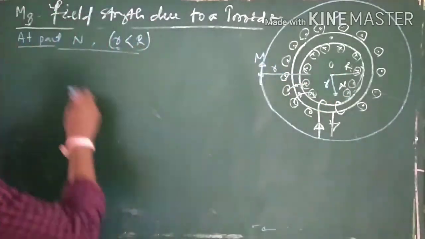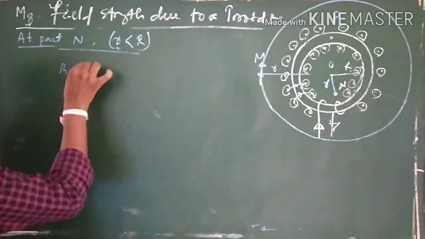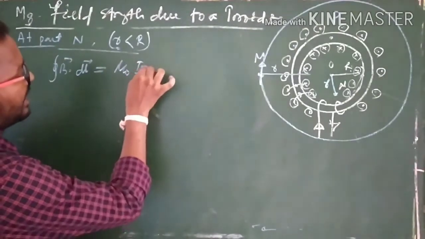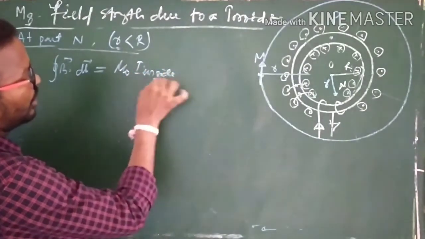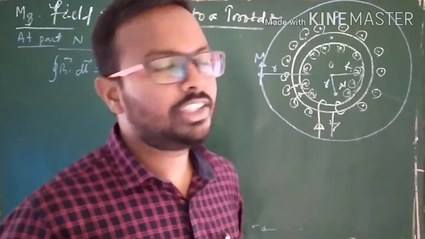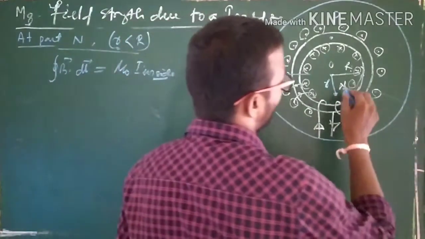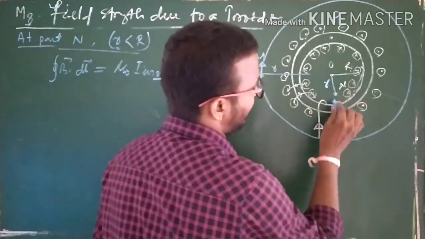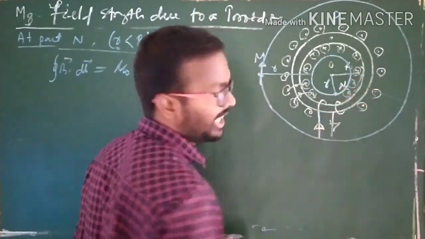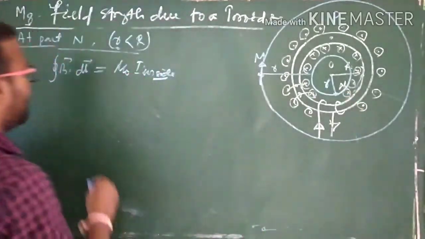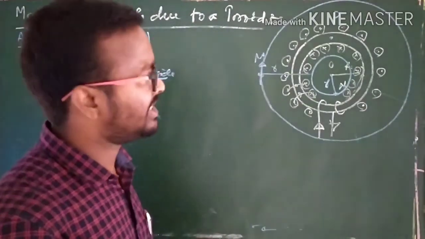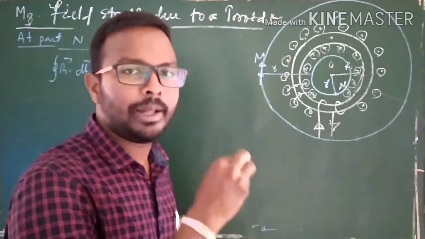Clear? Okay. So if we use Ampere's law, that is the closed integral of B dot dl equal to mu naught times I enclosed, or I inside. So what is I inside? I inside means the total current within the Amperian loop. So first we have to draw an Amperian loop of radius r. This is the Amperian loop, and this Amperian loop is passing through point N. Clear? So in this case, first we have to find I enclosed or I inside. What is I inside? I inside means the total current within the Amperian loop.